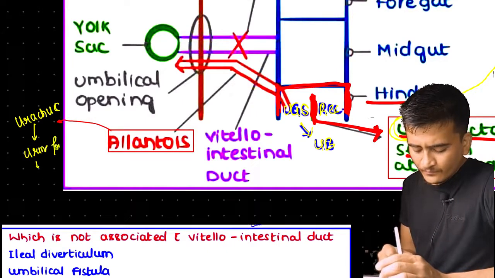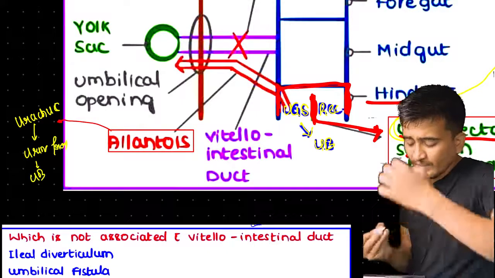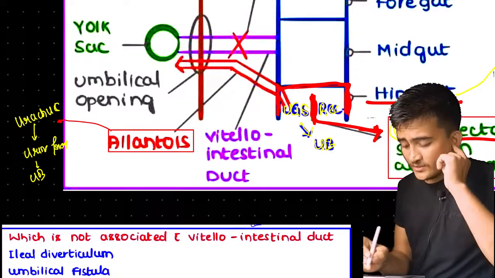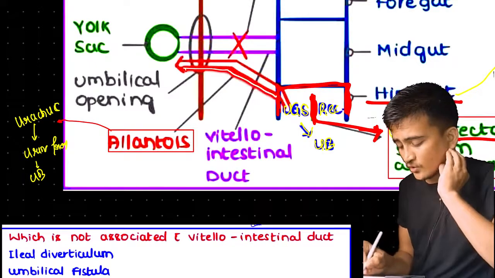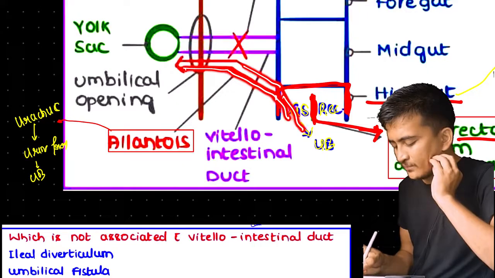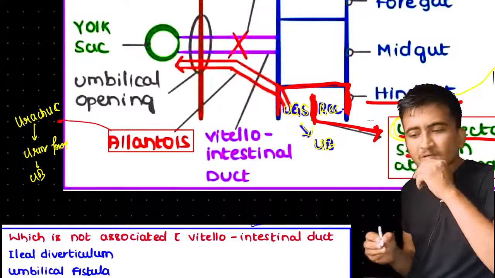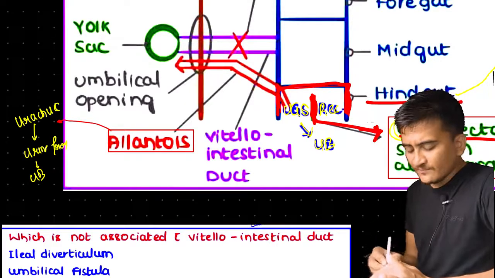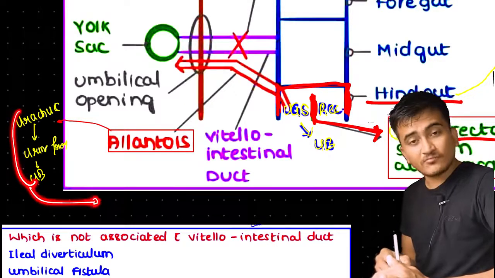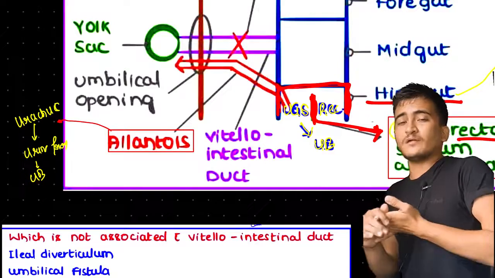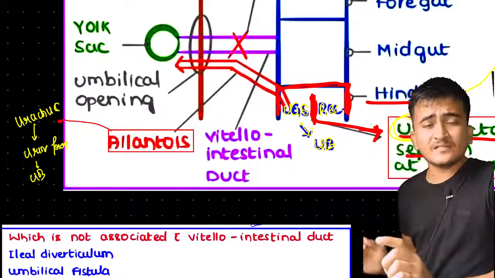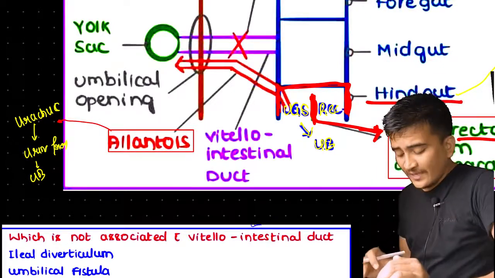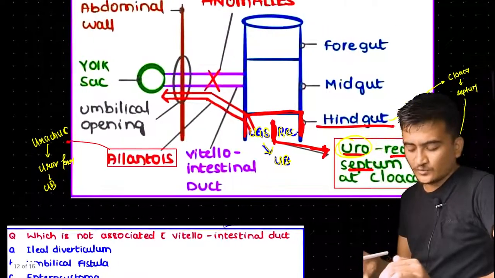Why? Because this allantoic duct was communicating between what? The tip of the urinary bladder and the umbilical opening. And this condition is known as allantois fistula, right? Allantois fistula. So we talked about two anomalies. What are the two anomalies? One is the Meckel's anomalies, and another is allantois fistula or allantois anomalies.